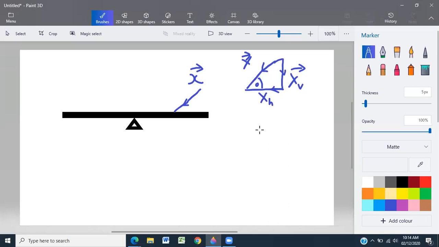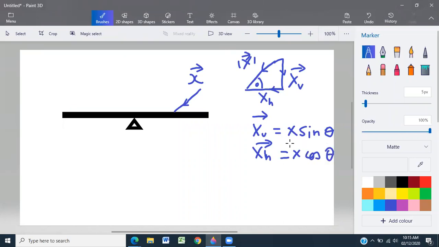So the vertical component would be the magnitude of this, however long this is, however many newtons, times sine theta. And the horizontal one would be the same magnitude times cosine theta. Everyone understands how we get this? Very simple. That's your vertical and your horizontal components.